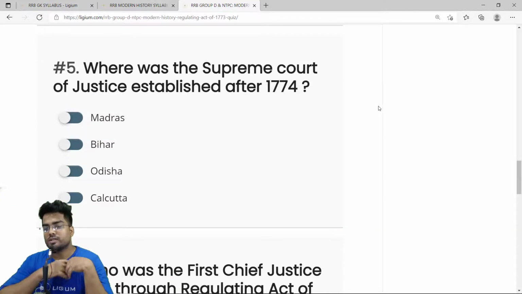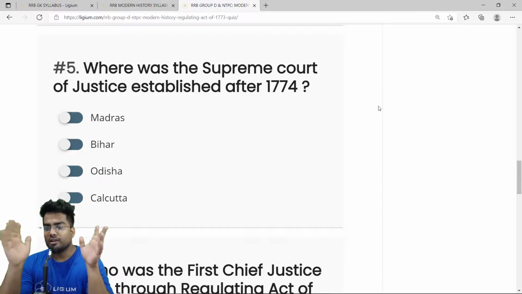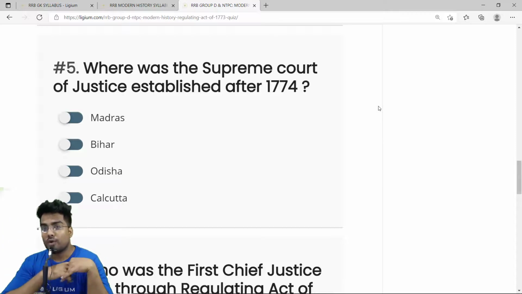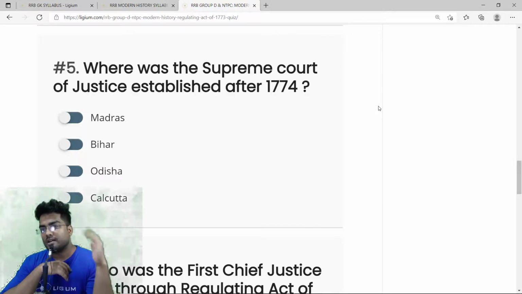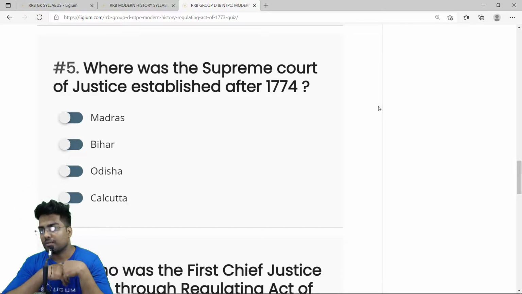Where was the Supreme Court of Justice established after 1774? The East India Company failed to perform any kind of administrative task, while it was exploiting the Indian subcontinent really well. They were making a ton of money, but eventually because of corrupt practices, especially by its officers and employees, East India Company fell in finances. It was actually in debt. The situation was something like this. The employees were earning a ton of money, but the company itself was in shambles. The company was in debt.